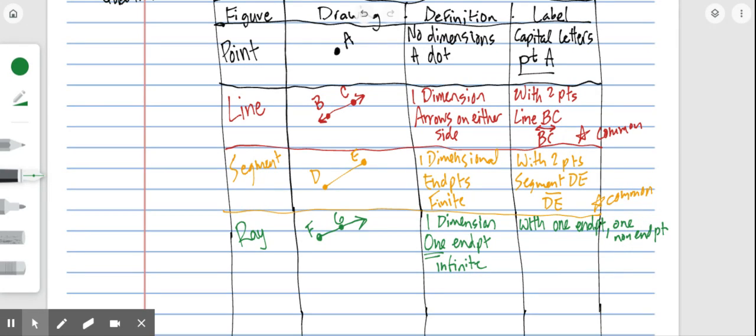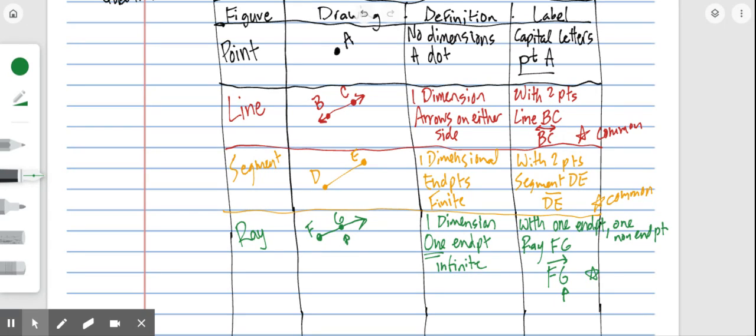Okay, so I would call this ray FG, and again, I'm going to write FG with a ray symbol on top of it. So the important thing about labeling rays is that you have to make sure the arrow is pointed towards the end that goes on forever and ever. So notice the arrow is pointed towards the G because the G is on the end that goes on forever and ever. The endpoint does not have the arrow on it.